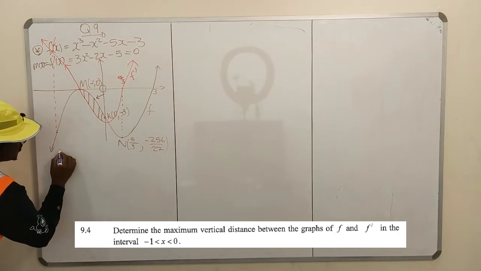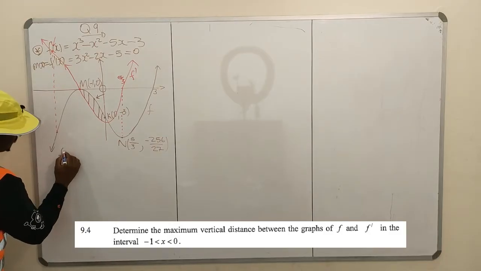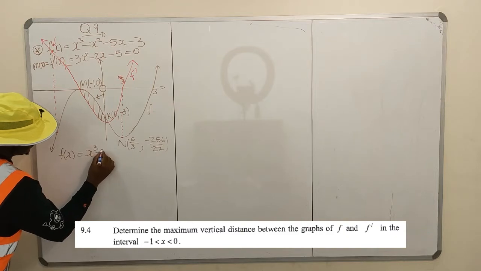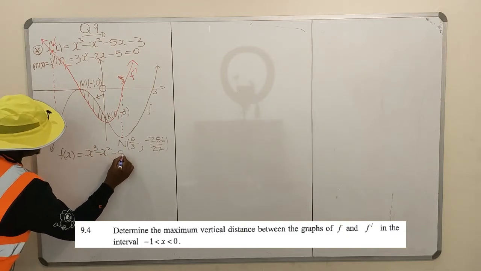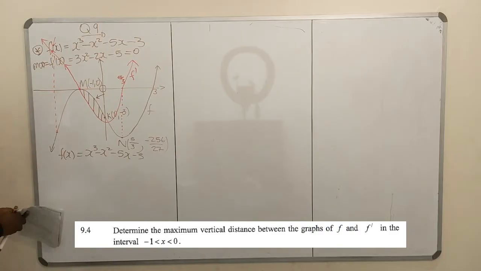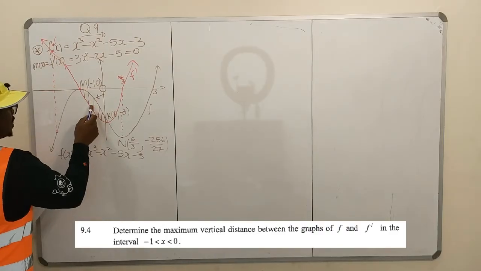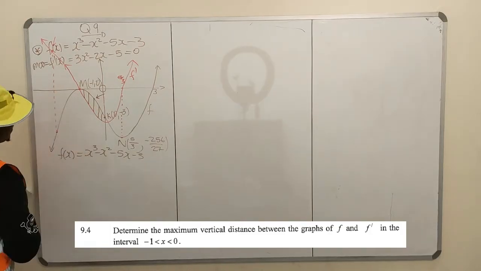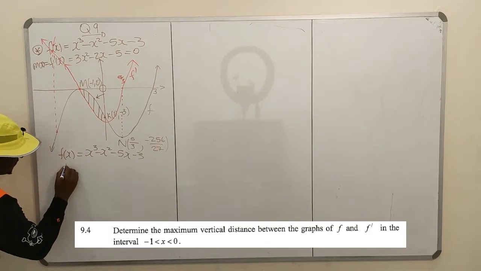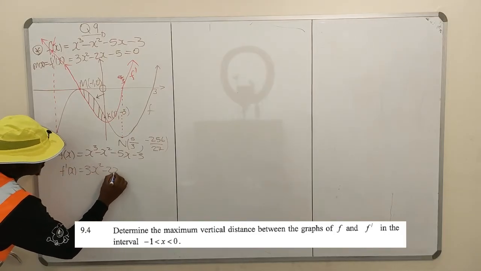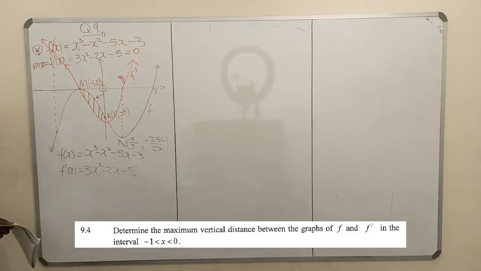The big y, your f, it is f, right? Which is equal to x cubed minus x squared minus 5x minus 3. That is your y value up there. And your y value at the bottom is on the gradient function, which is the derivative function, f prime of x, which is equal to 3x squared minus 2x minus 5. So these are your y values.